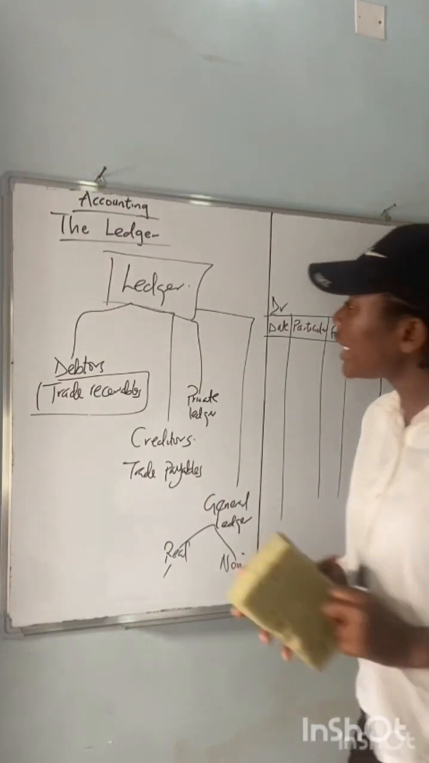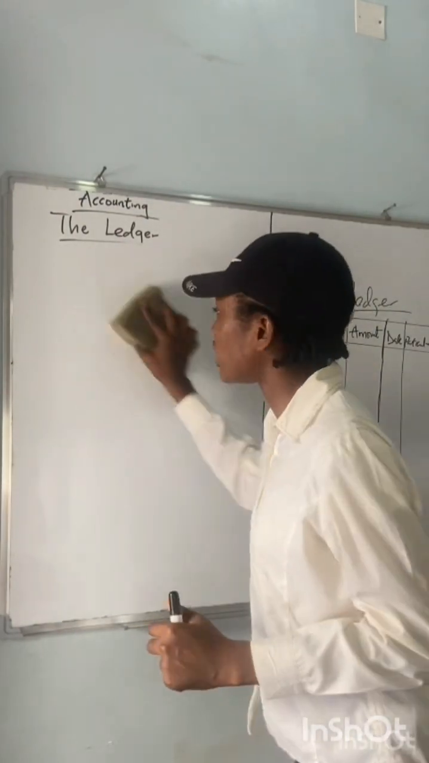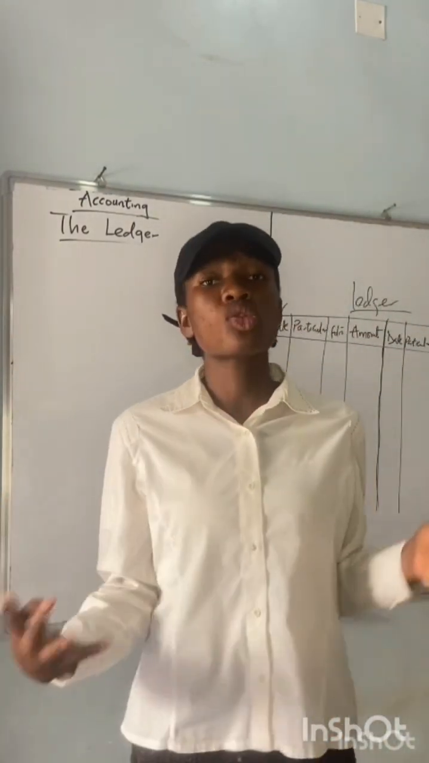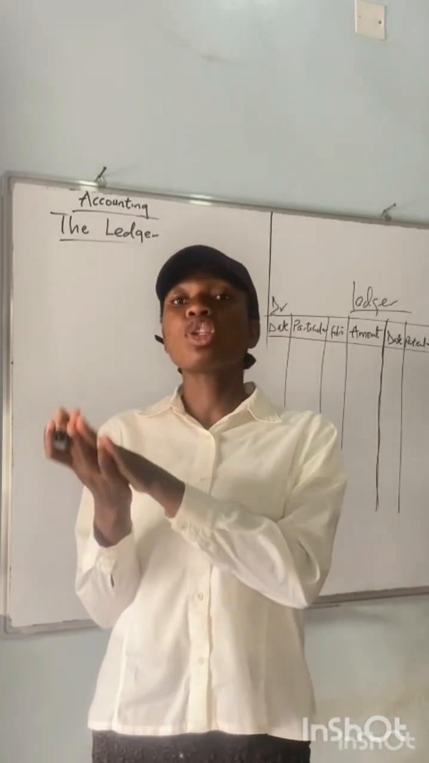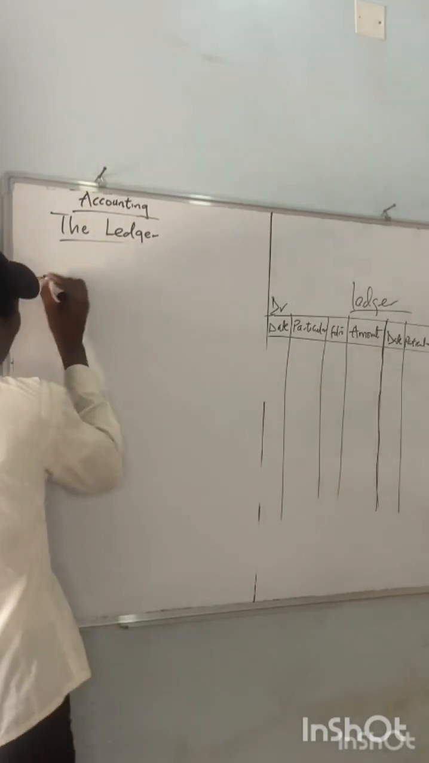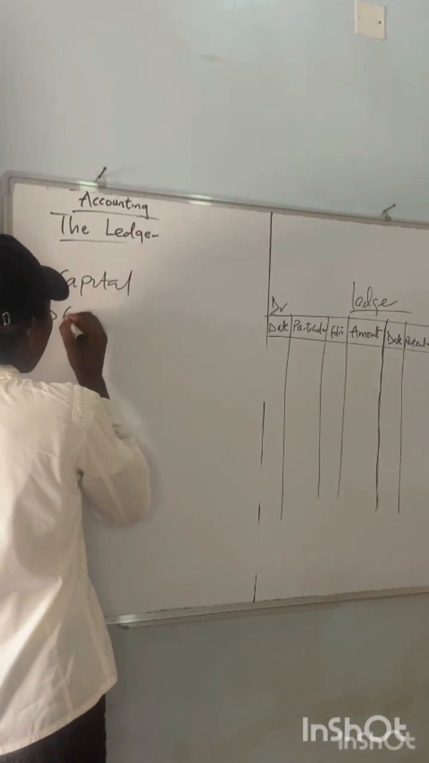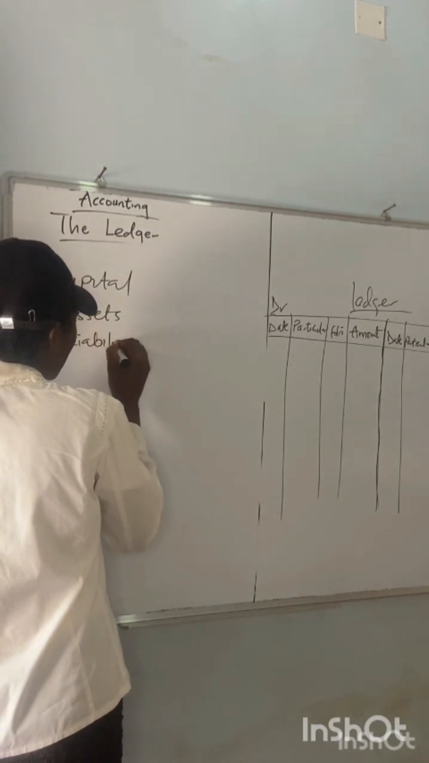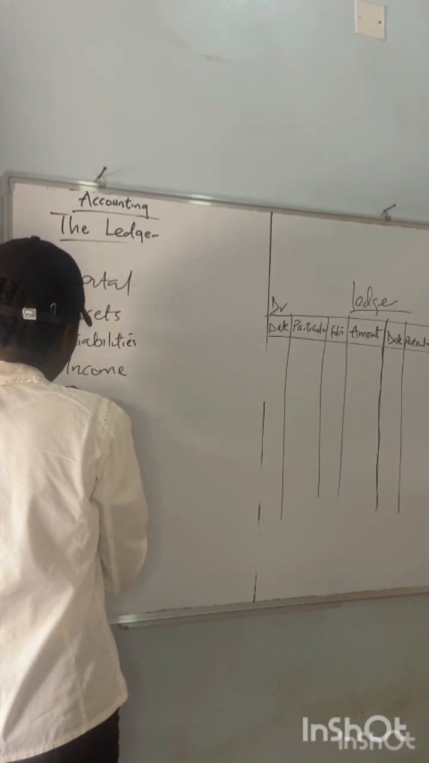Now, in further simplifying our ledger, I'll be classifying all our transactions into 5 major categories, in order to help us understand how to post to our ledger account. How do we post? What are the formats? What are the rules that we can apply in posting to the ledger account? So I'm going to classify transactions into 5 major categories. We have capital, we have assets, we have liabilities, we have income, and lastly expenses.